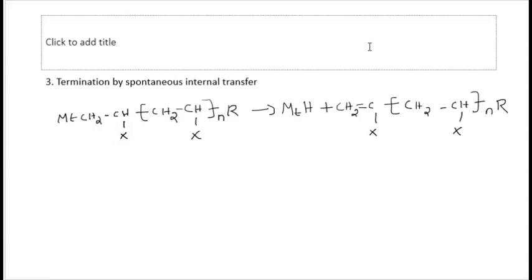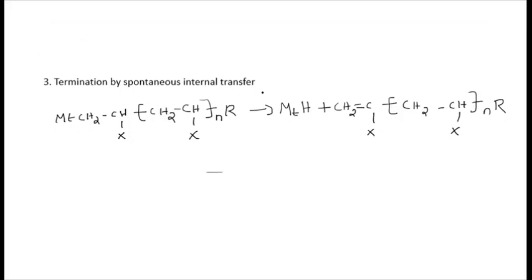Next is termination by spontaneous internal transfer. Let's see how it happens. In the polymer chain formed, an internal transfer happens, that is here. This is a growing chain, and this metal ion abstracts the hydrogen from here, thereby forming a double bond here, and the chain growth stops.